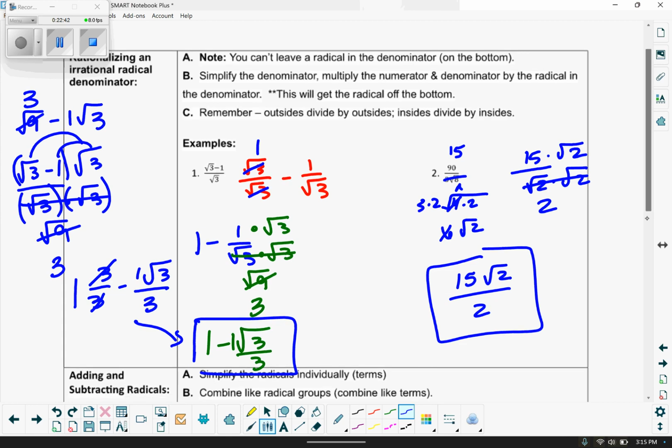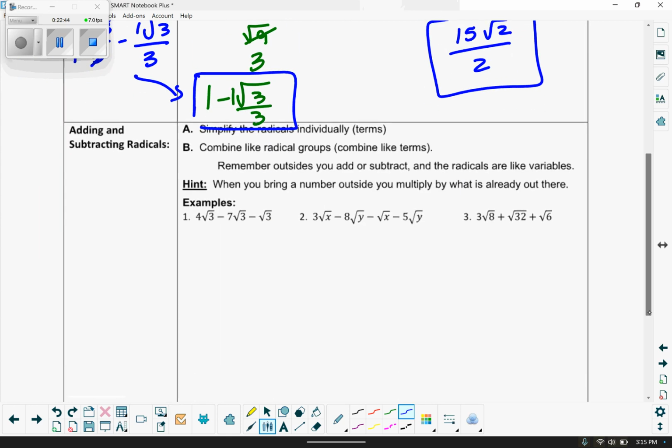All right, next piece. We're going to add and subtract like terms. Okay, we have to do like radical terms. So we're going to combine like terms. So this is a radical 3, a radical 3, and a radical 3. Now they are going to act kind of like variables. I've got 4 of them, take away 7 of them, which would give me negative 3 radical 3, minus 1 radical 3 gives me negative 4 radical 3s.